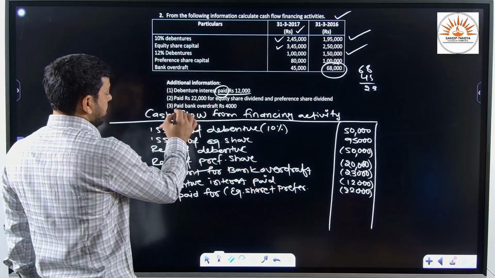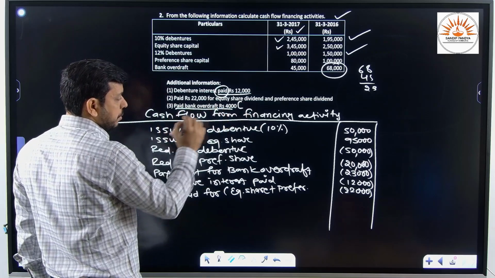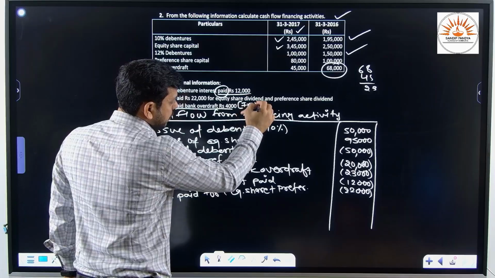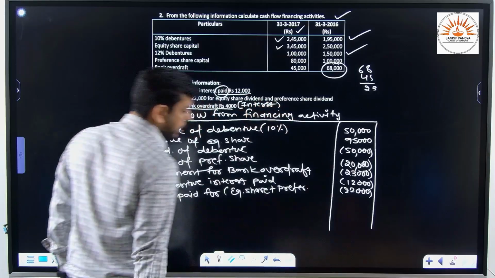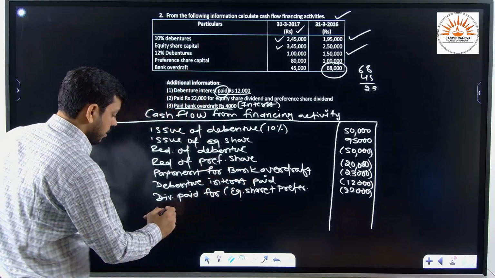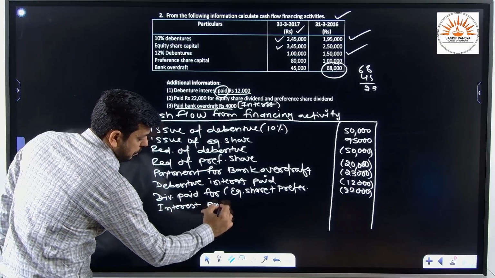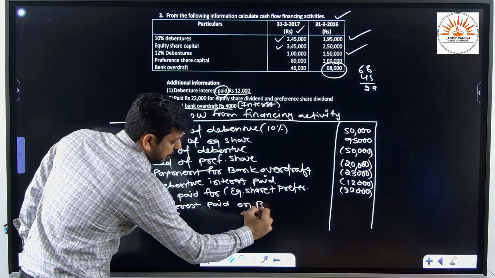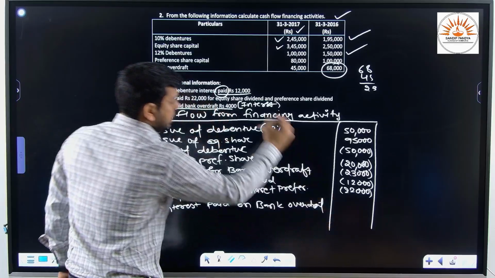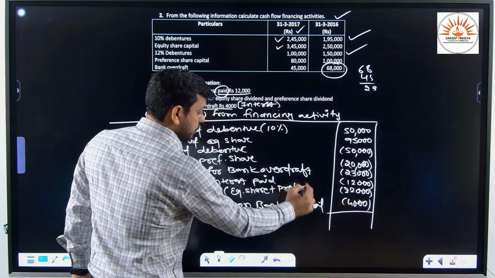Last information given: paid bank overdraft 4,000. See friends, actually this information is incomplete in the books, where paid bank overdraft interest is given. So do not forget, this is interest paid. Interest paid on bank overdraft is a cash outflow. So we shall write interest paid on bank overdraft, that is rupees 4,000. So this is also cash going out, we know.